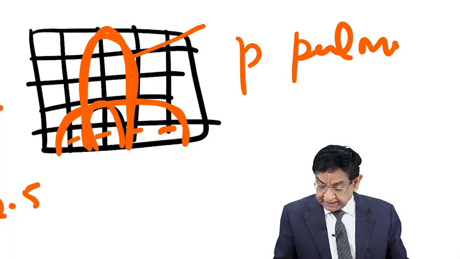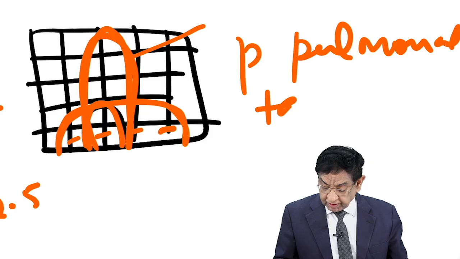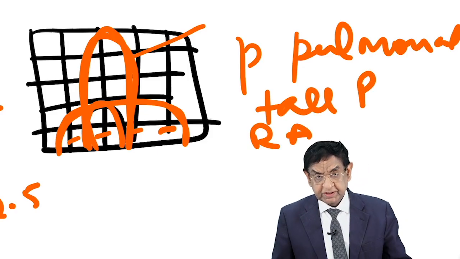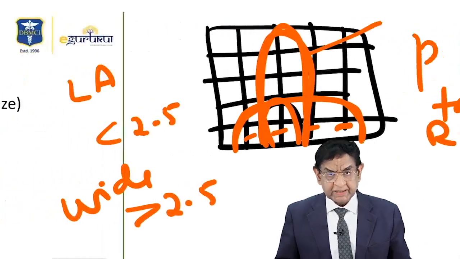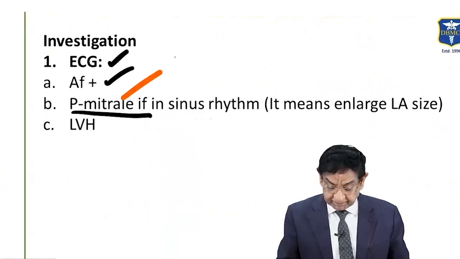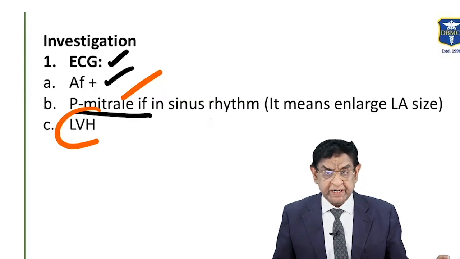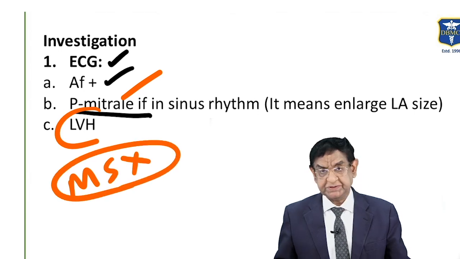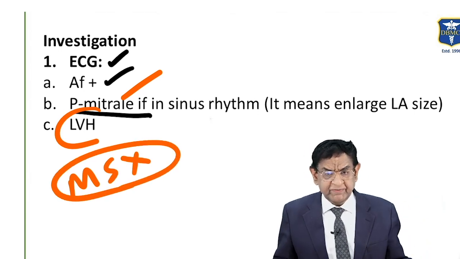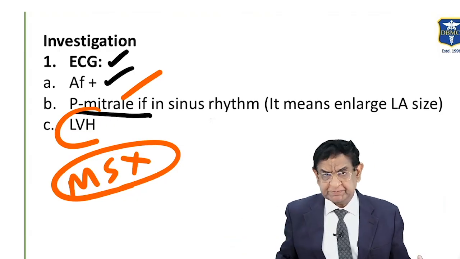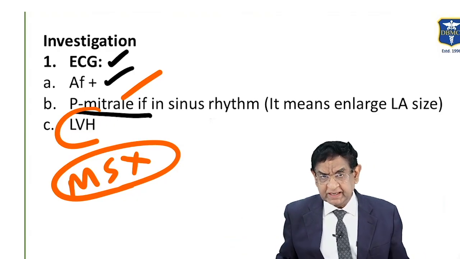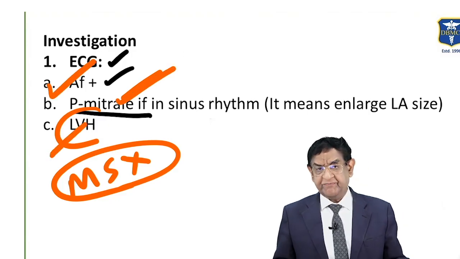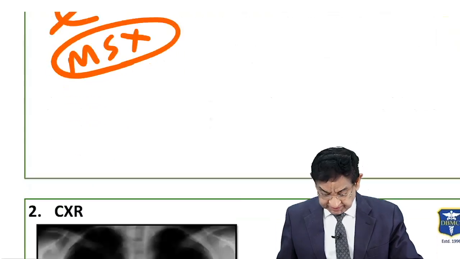P pulmonale indicates a tall P wave. P pulmonale indicates right atrial enlargement. So P mitral and P pulmonale are the two things. Here we will be getting P mitral. Left ventricular hypertrophy, point to be noted, LVH was never a feature of pure MS. And it is the LVH which also contributes to displacement of the apex to the left and down. So friends, atrial fibrillation, P mitral and left ventricular hypertrophy are what we can see in ECG.